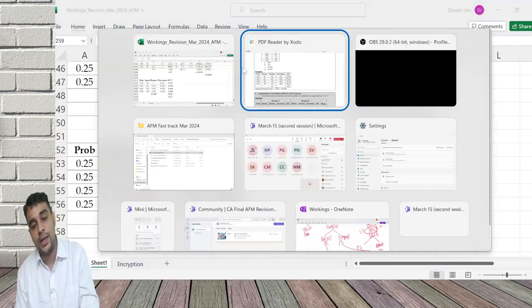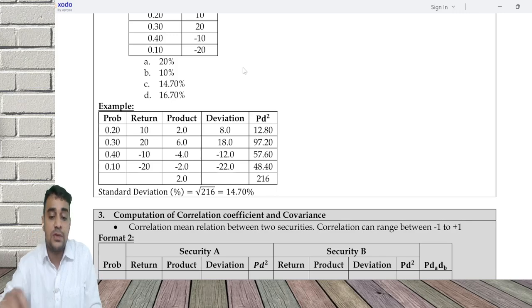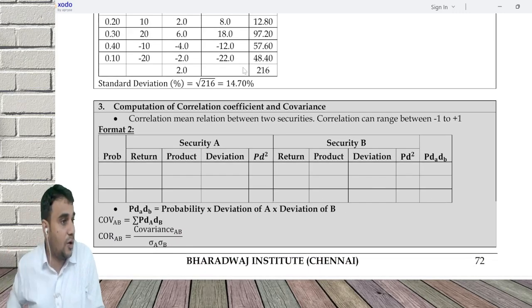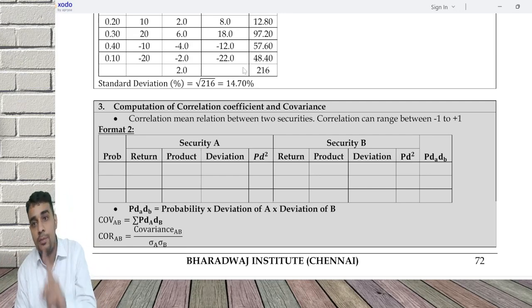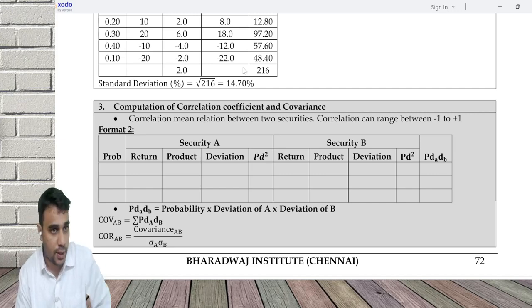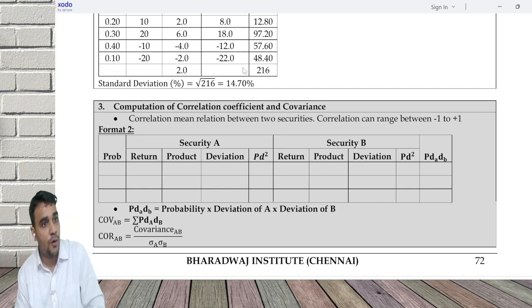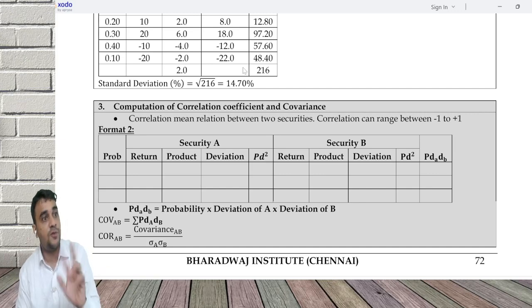So now we are going to the next concept, how to calculate correlation coefficient and covariance, for which I need my second format. This is called format 2. I have introduced format 1: return, probability, product, deviation, PD square. Format 1 plus another format 1 on top of that becomes format 2. Most of our questions will get solved under format 2. One problem we will do in format 2. As you know, I'll change the numbers, automatically the answers will start coming in. So what does the format say?